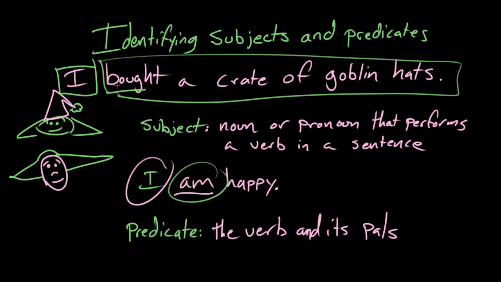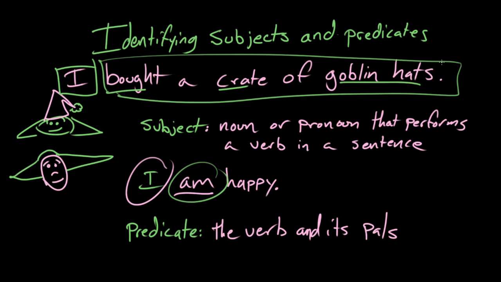Right. So you can see that a crate of goblin hats is also a noun, right? But it's not doing anything in the sentence. I am buying. So just because there's another noun in the sentence, like crate or goblin hats, doesn't necessarily mean that it's the subject. Right. So you have to look for the thing that is performing the verb.